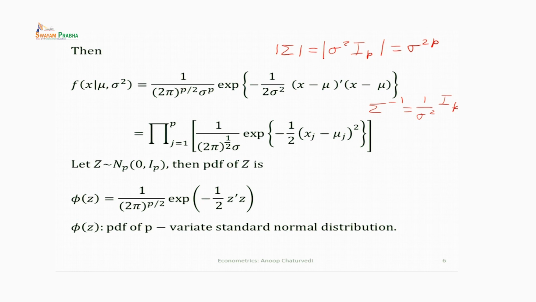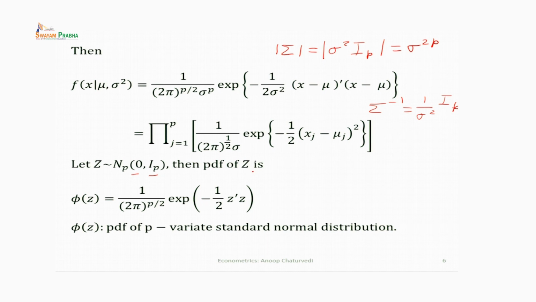And you can easily verify that this is equal to product j equal to 1 to p of 1 upon (2 pi) to the power half sigma, e to the power minus half ((xj minus mu j) upon sigma) square. So, in this particular case, you can write the joint PDF of different components of x as the product of their marginal PDFs. Again, if z follows N_p(0, I_p), means mean vector is 0 and variance covariance matrix is I_p. So, small sigma square is also equal to 1.